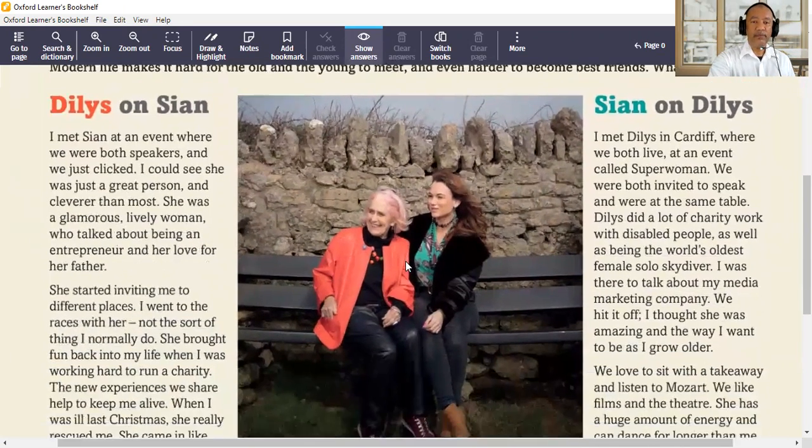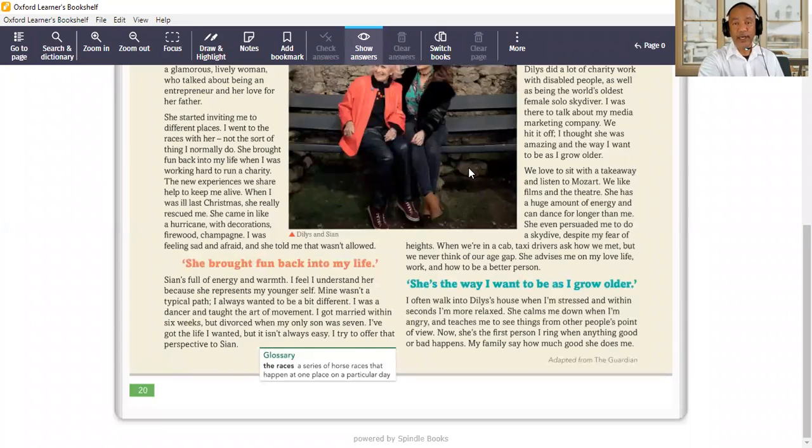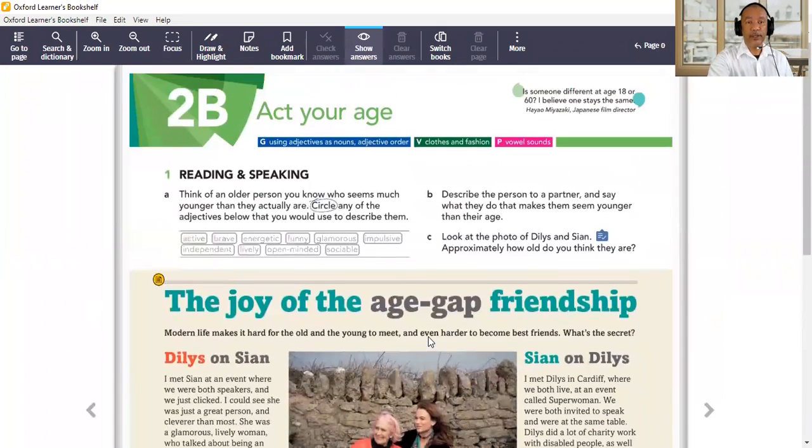So we start with this text here, which tells about Dillis and Sean. They are friends and there is a huge difference in age. Maybe she's in her 20s and the lady is in her 60s, and they can be friends. They have things in common. This happens sometimes to people around the world, right?